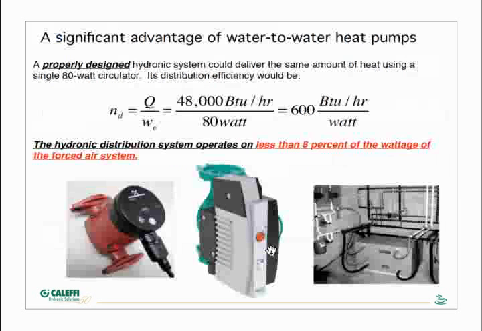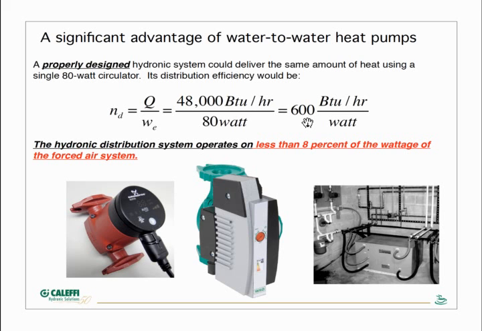So let's compare that to a hydronic system. And actually, this is a pretty conservative comparison. We could easily deliver 48,000 BTUs per hour in a hydronic system with an 80-watt circulator. In fact, today with good design, you could probably do that on about 20 or 25 watts. So even at 80 watts, you'll see that the distribution efficiency is much higher. And the implication here is that in this particular comparison, our hydronic system is delivering heat to the building using only about 8% of the electrical wattage of the forced air system.